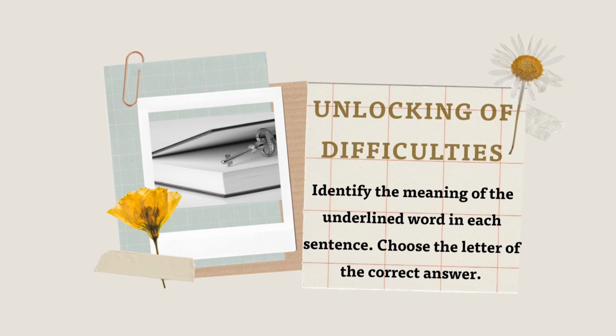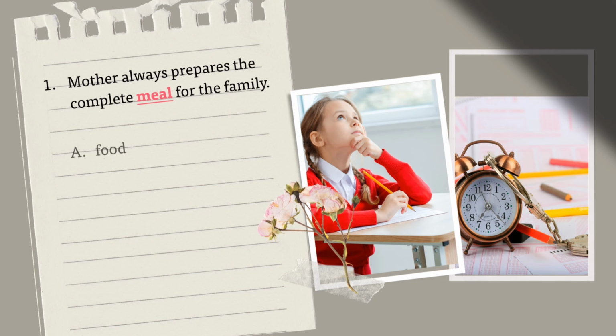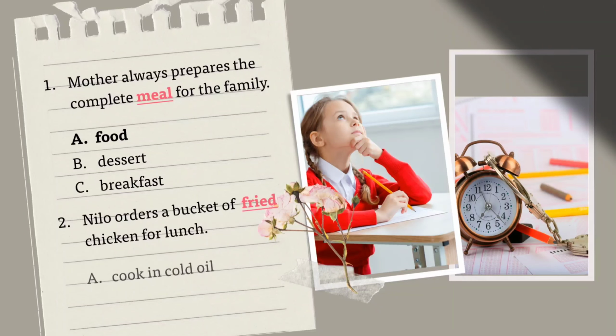Before we move on to our lesson, let us identify first the meaning of the underlined word in each sentence. Choose the letter of the correct answer. Number 1. Mother always prepares the complete meal for the family. What do you mean by meal? Is it A, food, B, dessert, or C, breakfast? Very good. That is food.